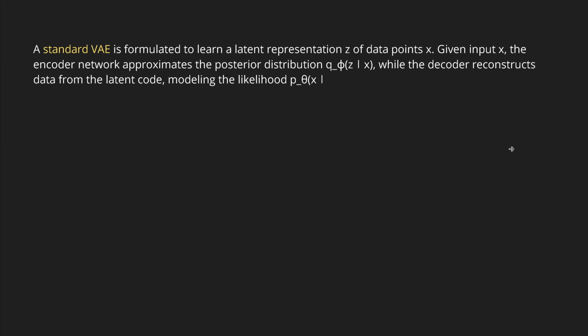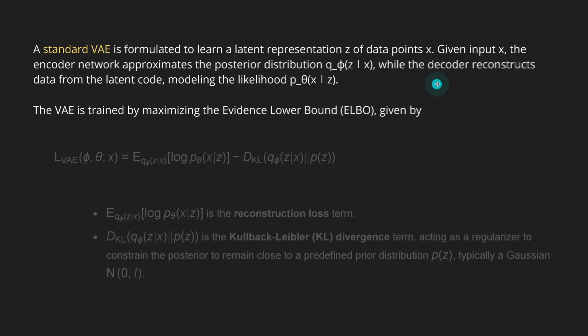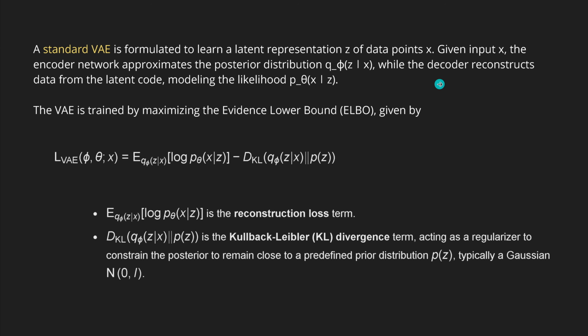Easy, I know, I told you it's going to be an easy video. Core standard variational autoencoder. A little recap, if you're not really sure, what is it? This is what we're trying to maximize. This is our Kullback-Leibler divergence.